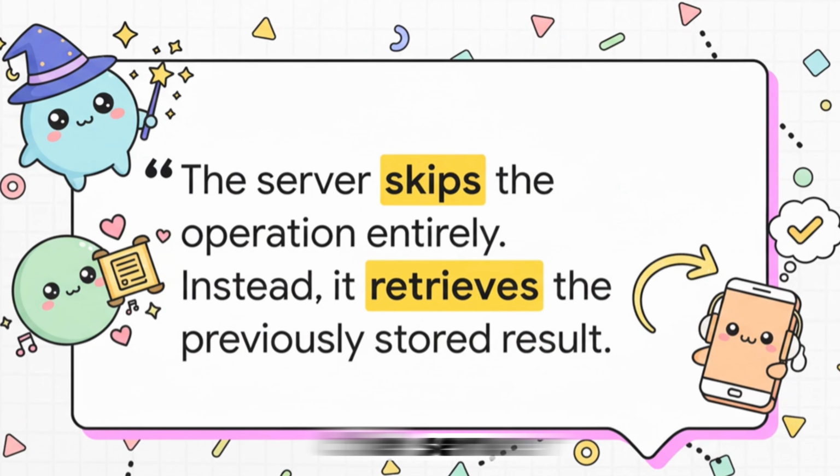That's right. The server doesn't even try to process the payment a second time. It just goes into its records, finds the original response it saved, whether that was a success or a card declined, and it sends that exact same response back. From your app's point of view, it just looks like a normal response. But behind the scenes, no money was moved twice.